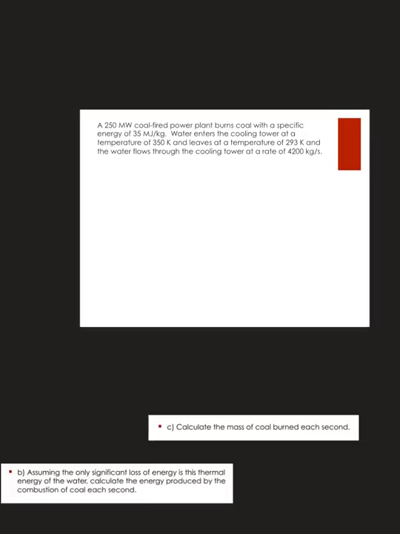Okay, so let's tackle a problem. I have a 250 megawatt coal-fired power plant, and it burns coal with a specific energy of 35 megajoules per kilogram. Water enters the cooling tower at a temperature of 350 Kelvin and leaves at a temperature of 293 Kelvin, and the water flows through the cooling tower at a rate of 4,200 kilograms per second. Now there are a couple of things I want you to keep in mind.